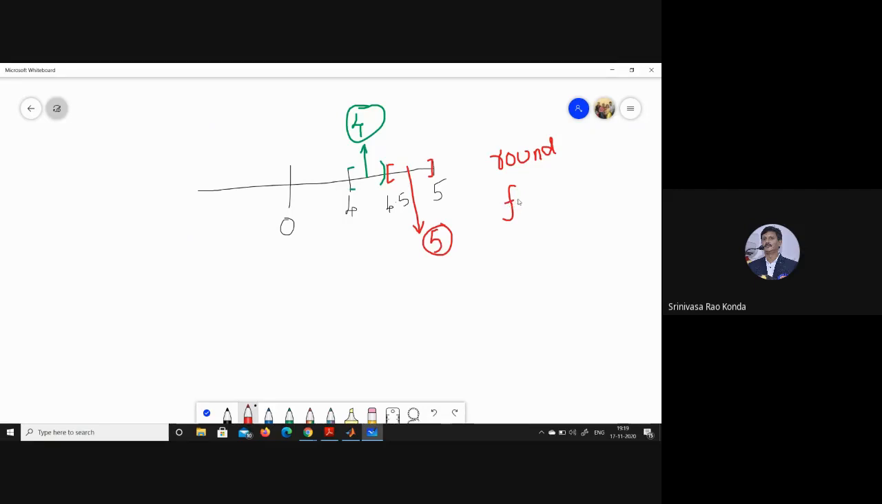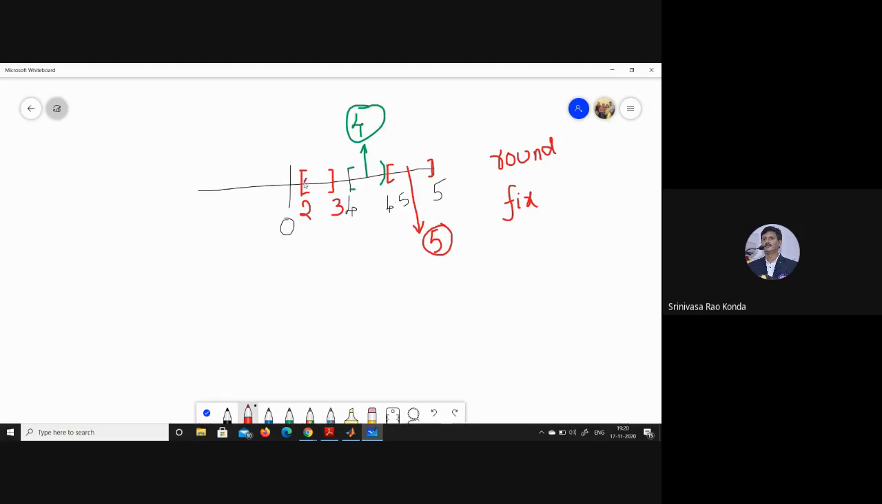Fix command. Fix of x rounds x to the nearest integer towards 0. Suppose you give any number in between 2 and 3, fix of x rounds x to the nearest integer towards 0.